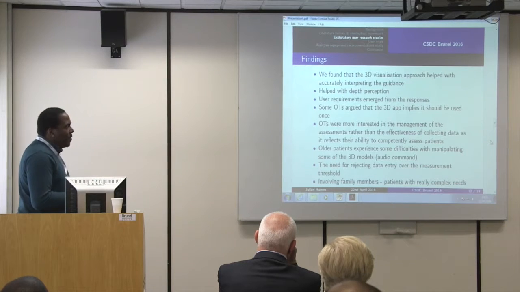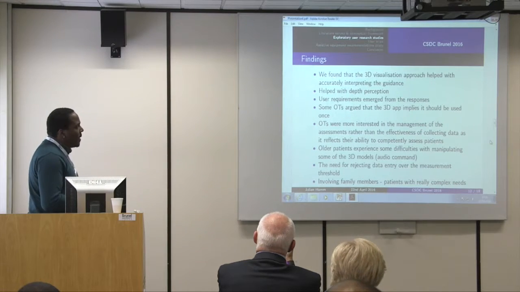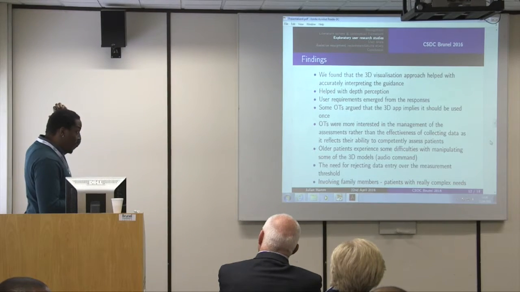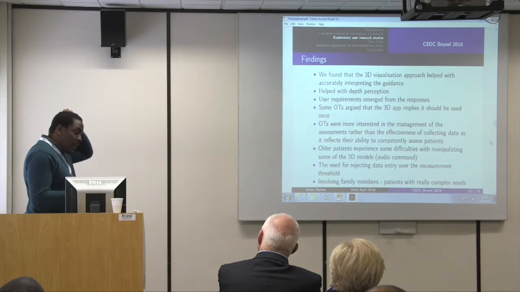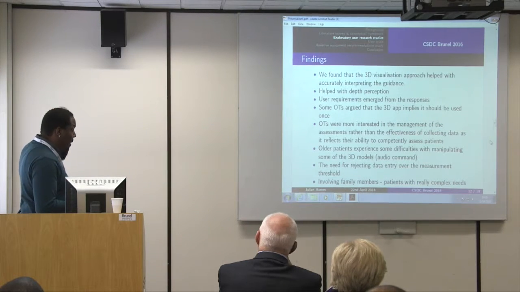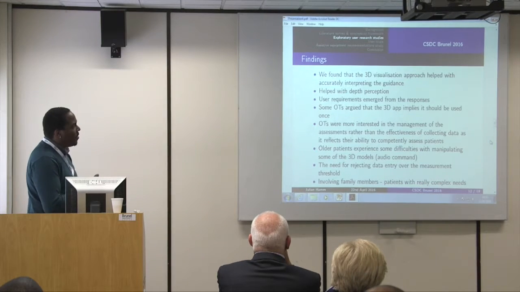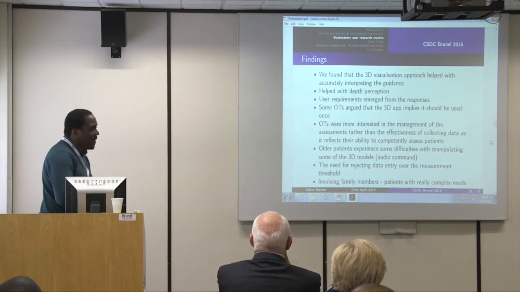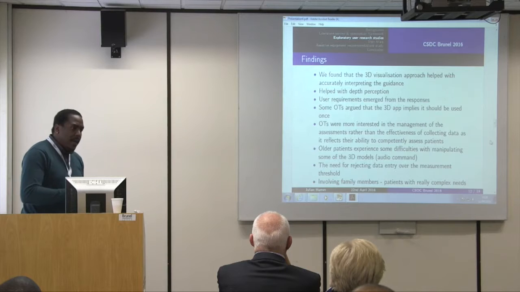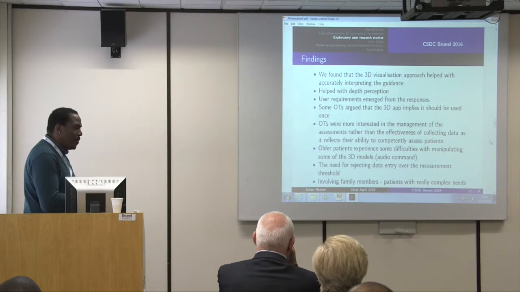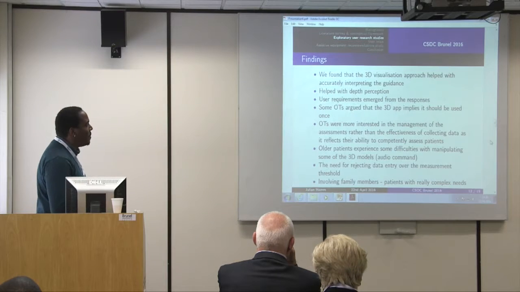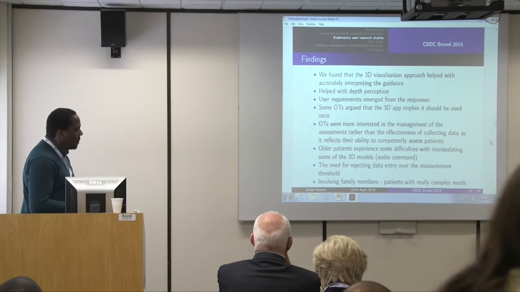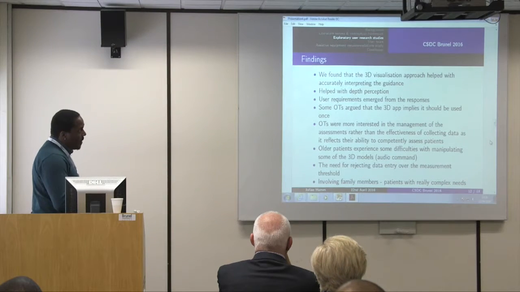OTs argued that the prototype that was developed implies it could be used once. So we had to explore how it could support them as clinicians when they carry out the assessments if older patients are unable to do it themselves. One of the key points was OTs felt it was more interested in managing their assessments rather than the effectiveness of collecting the data. They're a bit skeptical because it tends to reflect how they assess their patients competently. Older adults experienced some difficulties manipulating some of the 3D models, so we rectified that in the next phase.